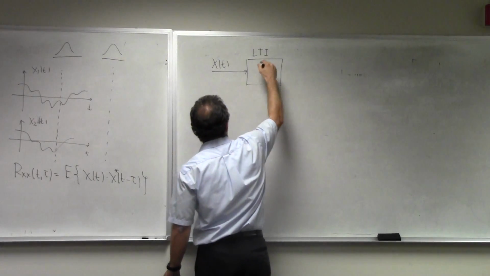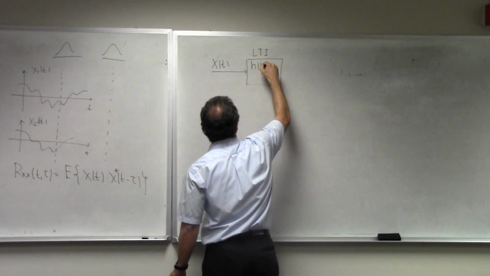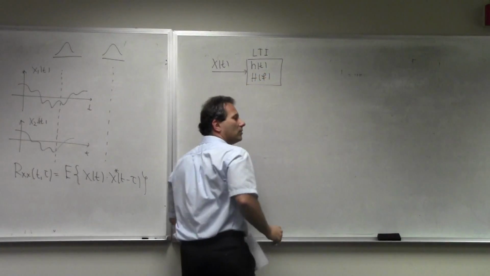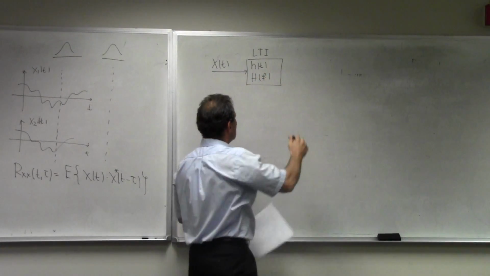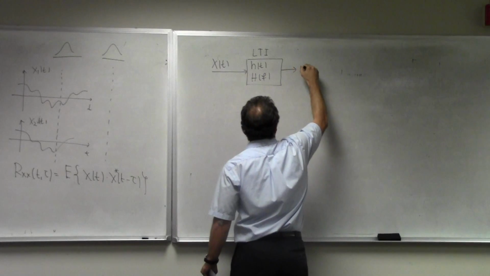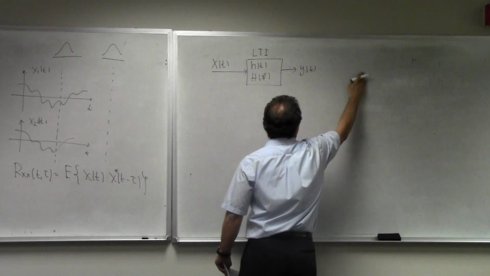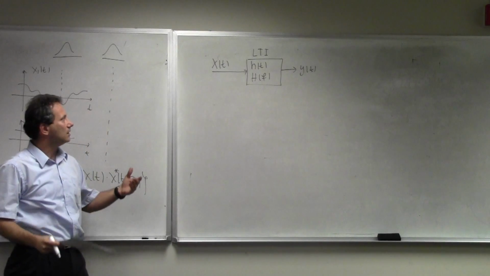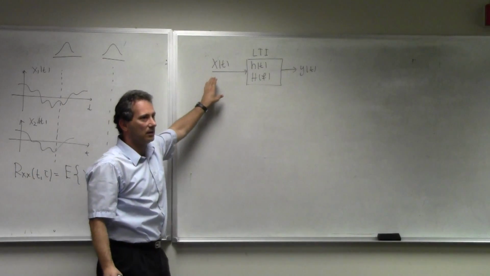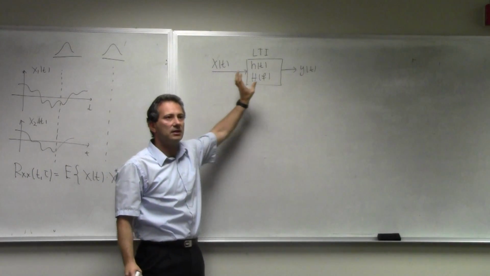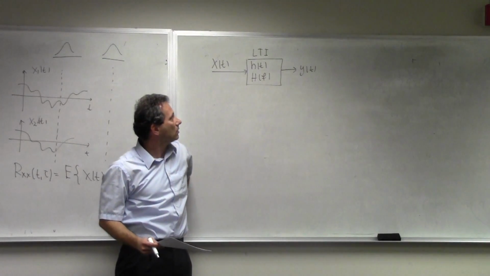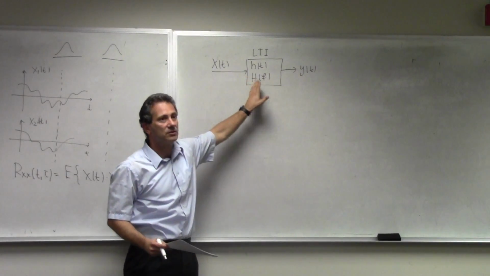Well, how do we model LTIs? We model them with either their impulse response or their frequency response, which are Fourier transform pairs of each other. And then we get y of t. Now, in this graph, x of t and y of t represent random processes. We know that for any given x of t, I can easily calculate y of t as a convolution between x of t and h of t.